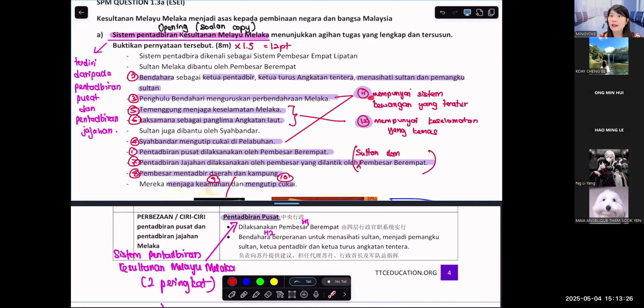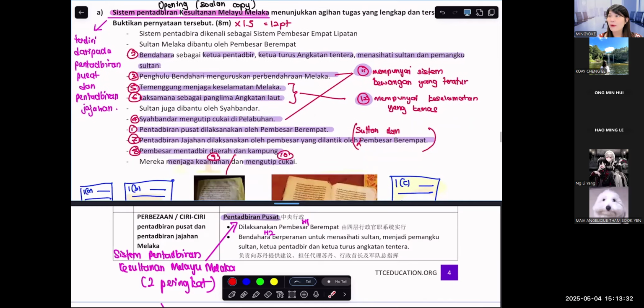Tambahan pula, Kesultanan Melayu Melaka mempunyai sistem kewangan yang teratur. Then you can write again. Selain itu, Kesultanan Melayu Melaka mempunyai keselamatan yang kemas. Then, kemudian Temenggung menjaga keselamatan Melaka.